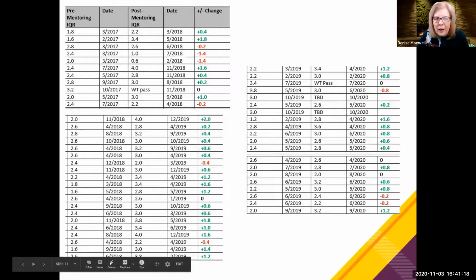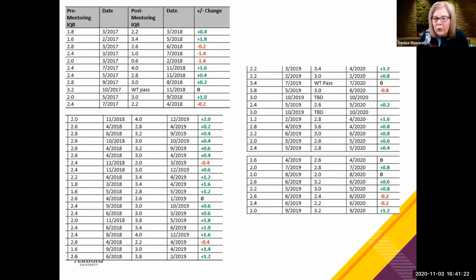On this next slide, the data presents IQR scores collected from 2017 through 2020. This indicates the comparison between the pre-mentoring IQR scores and the post-mentoring IQR scores. Represented in this group are 51 instructors who received mentoring in 2018 to 2020. 35 of these instructors demonstrated growth on their post-mentoring IQR score.